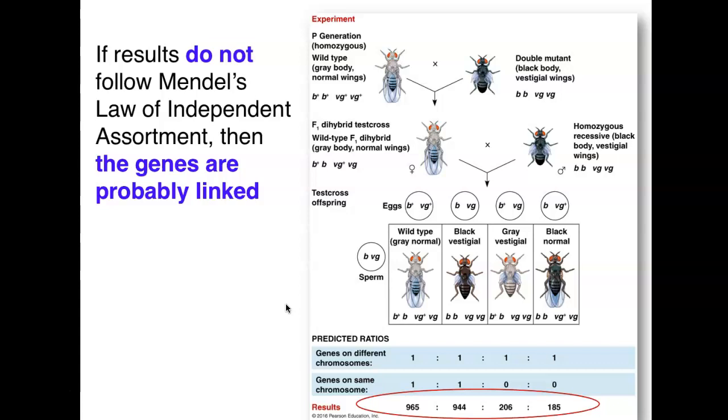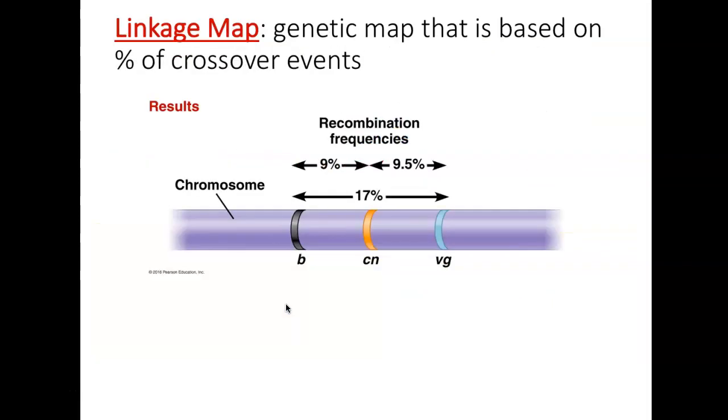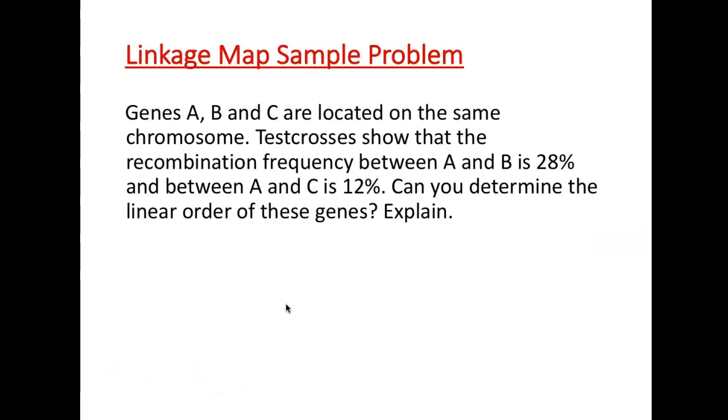One map unit on a linkage map, I'm on number 38, means 1% recombination frequency. And it can give you a relative distance between two genes that are linked. Number 39, what does a 50% recombination frequency indicate? It indicates that the genes are either on complete opposite ends of a chromosome or they are on two completely different chromosomes.